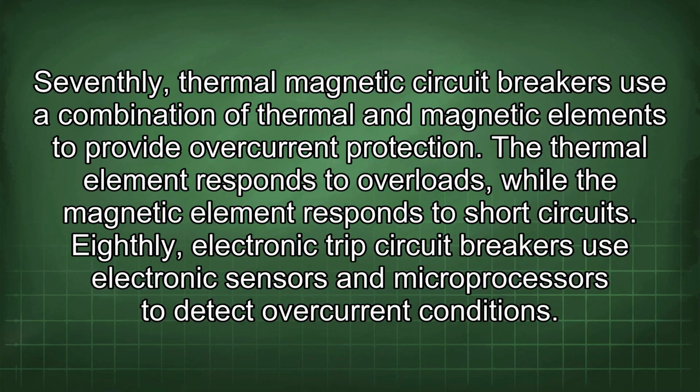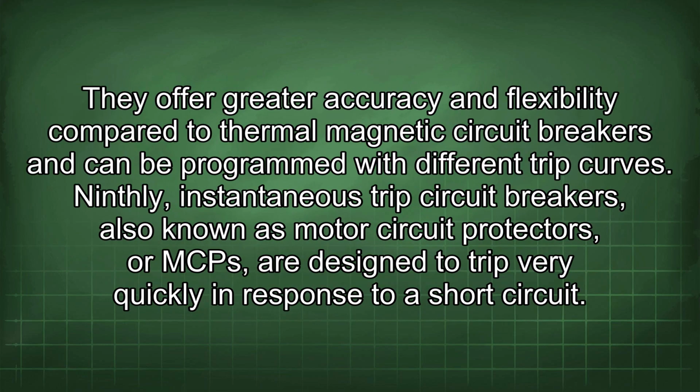Eighthly, electronic trip circuit breakers use electronic sensors and microprocessors to detect overcurrent conditions. They offer greater accuracy and flexibility compared to thermal-magnetic circuit breakers and can be programmed with different trip curves.